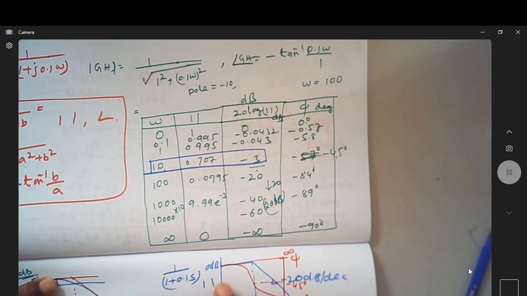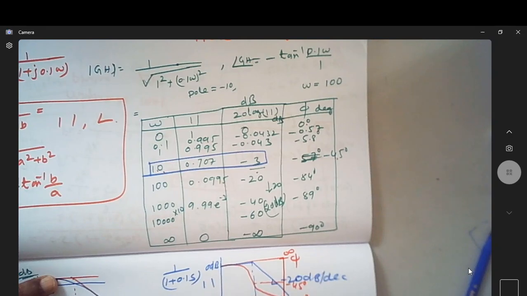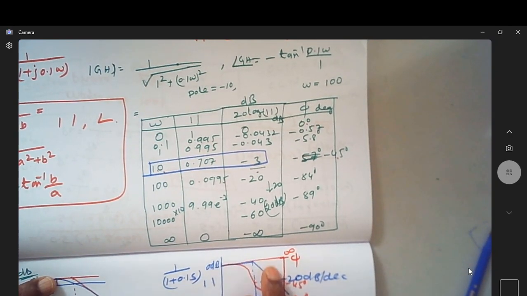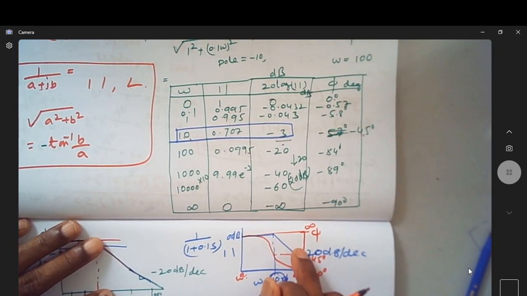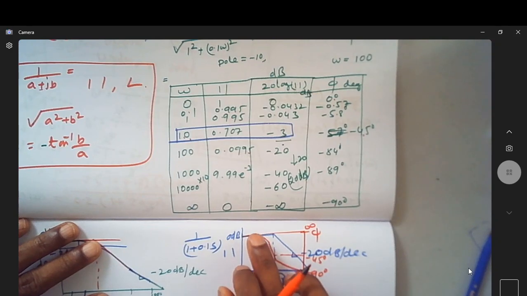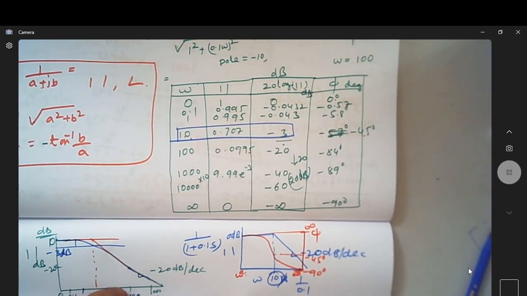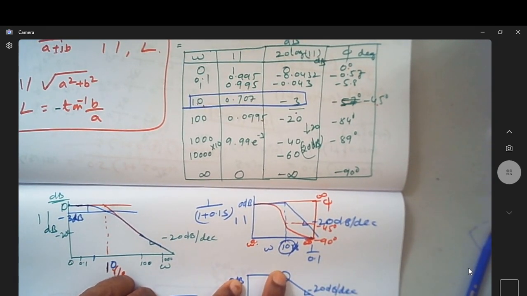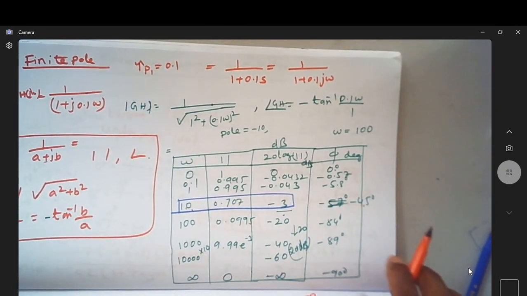So phase changes with respect to omega, and magnitude also changes with respect to omega. Phase is an absolute value that I am putting, whereas the magnitude I am making an asymptotic one. So we will not be plotting a curved path for the magnitude. Instead we will plot a straight line: till the cutoff frequency it is a 0 dB line, and then afterwards it goes with a slope of minus 20 dB per decade, because you have a finite pole.